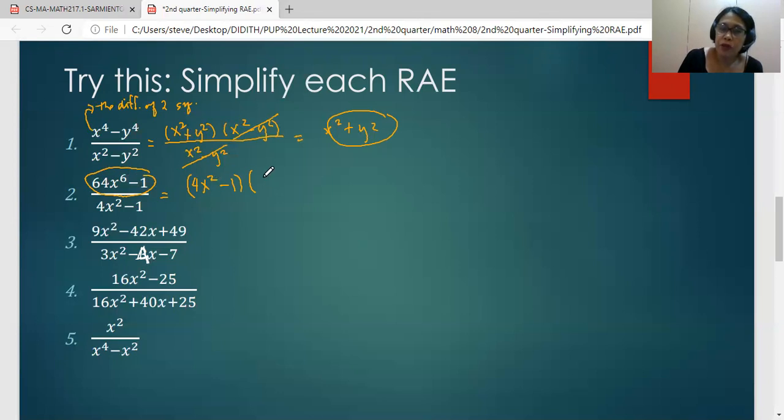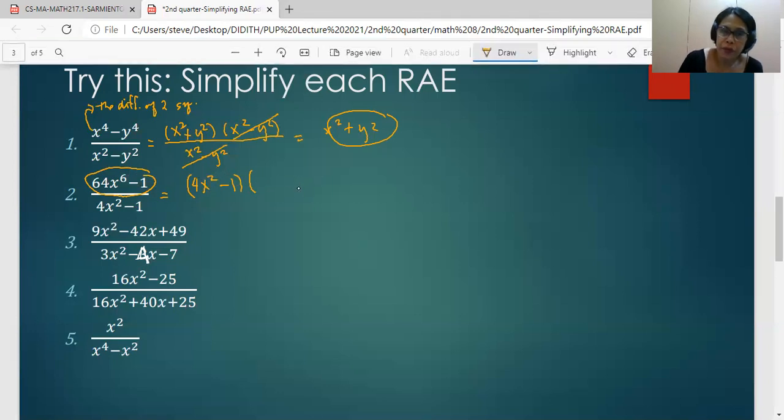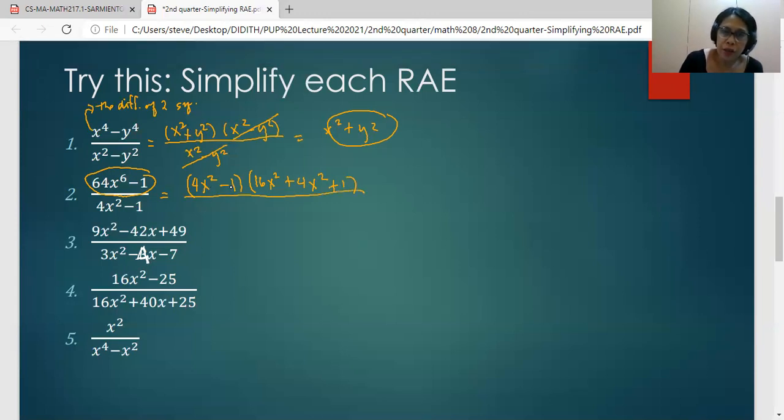Now the trinomial factor, first term will be the square of this. So we have 16x squared. And then the middle term is the product of the 2 and times negative 1. So this is plus 4x squared. And then the last term is the square of negative 1. Now, looking at the denominator for x squared minus 1, it's the same here.